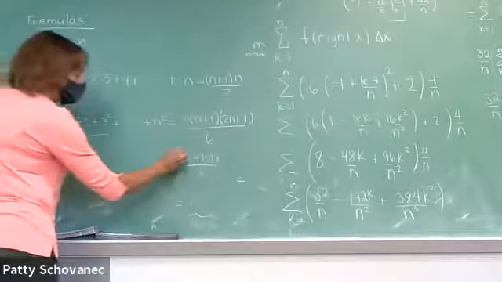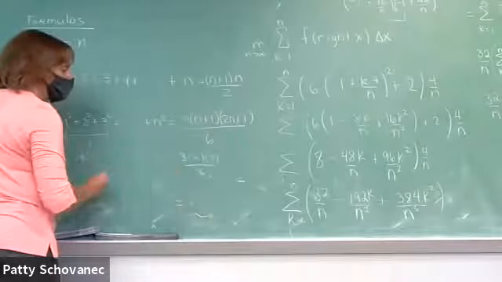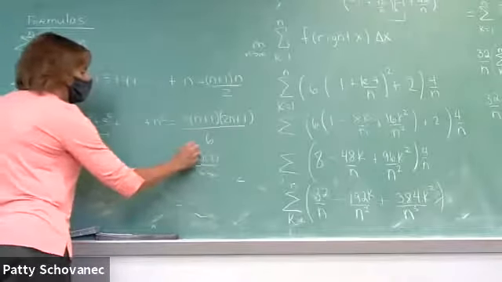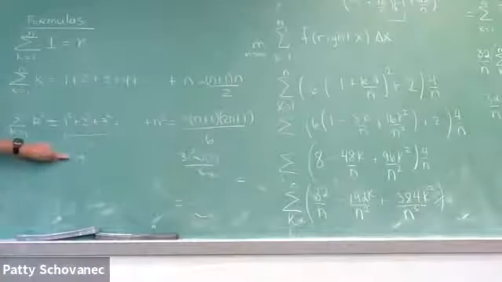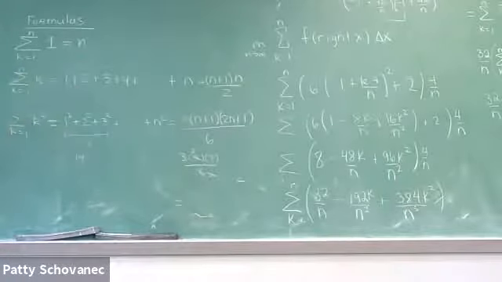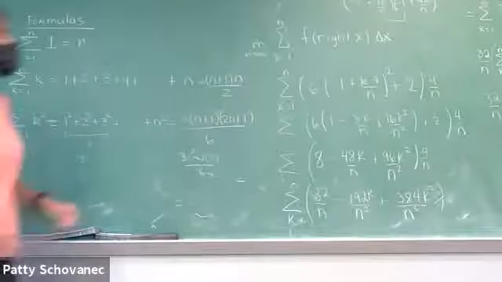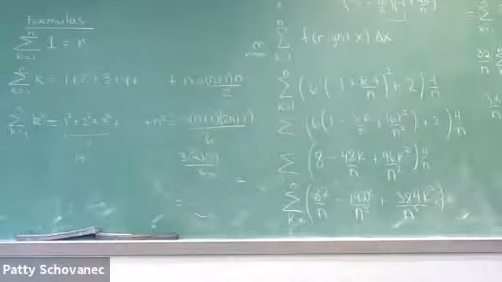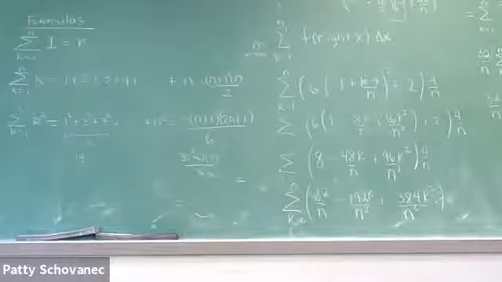Well, let's see. 3 goes into 6 twice. 2 goes into 4 twice. 2 times 7 is 14. So I didn't make that up. That's a known formula from way back whenever. But that's what I'm going to put right here. I put the n times n plus 1 times 2n plus 1 all over 6.